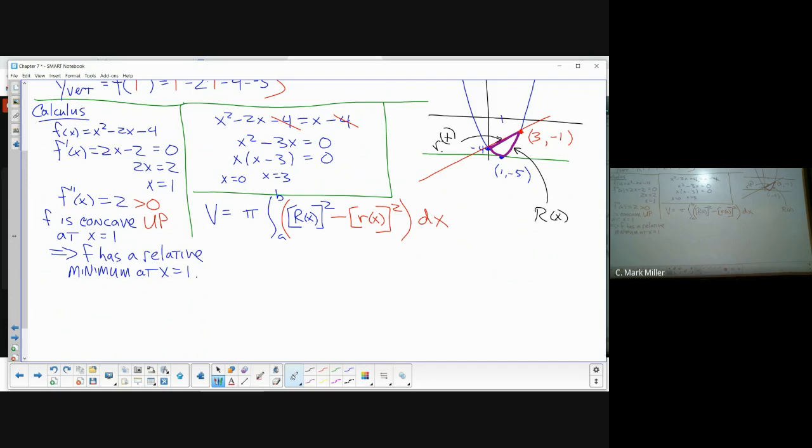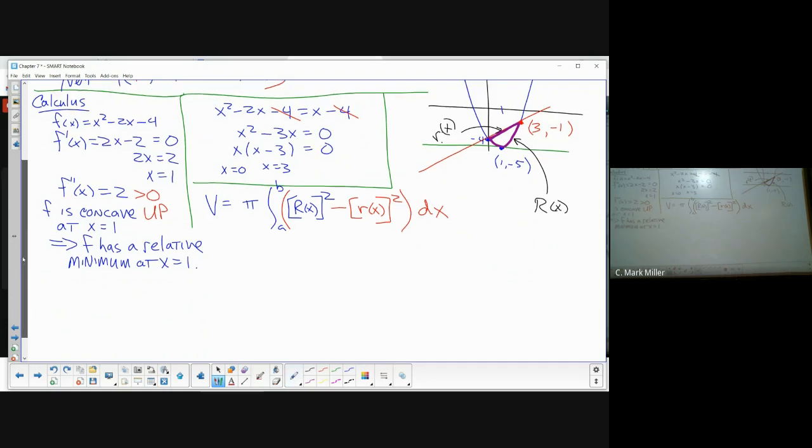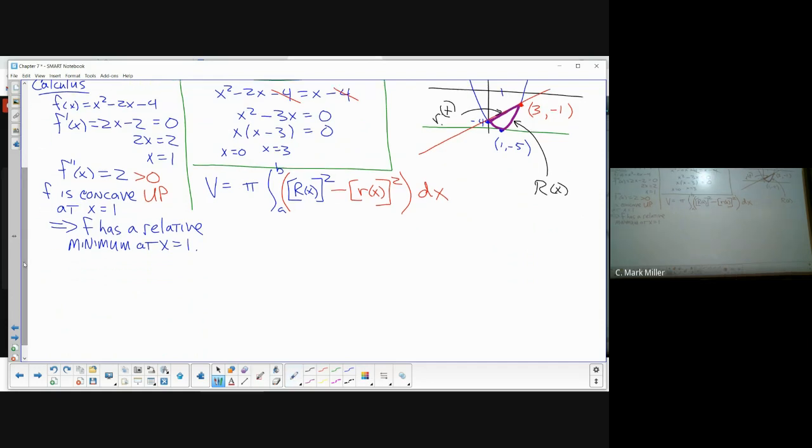Okay. Question. What's big R of x? It's the parabola. So if it has a hole in the middle, it's going to be the same thing. Yep. Okay. That's what we have right here. You have to subtract off that volume in the middle.